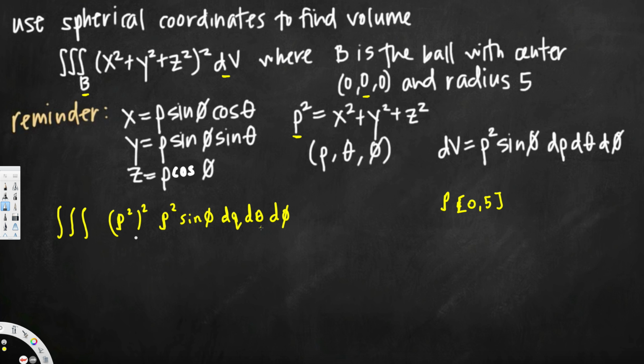Now let's look at theta. The limits of integration of theta are going to be the positive direction of the x-axis and the coordinate point here. That's going to be 0 to 2 pi. Most of the time it's going to be 0 to 2 pi.